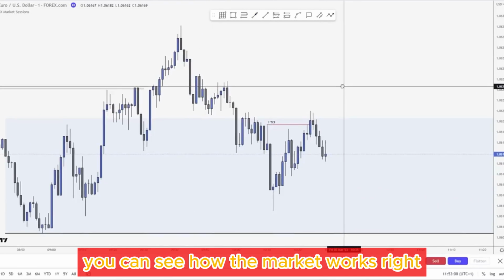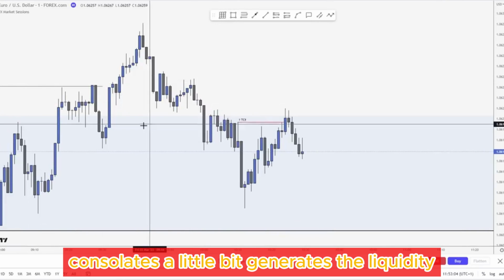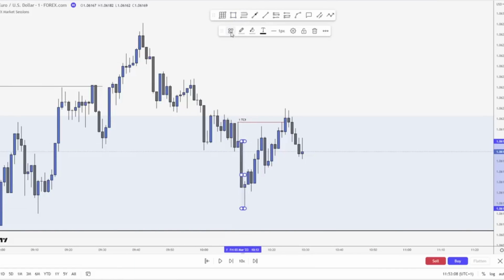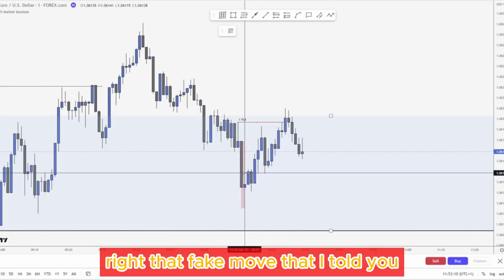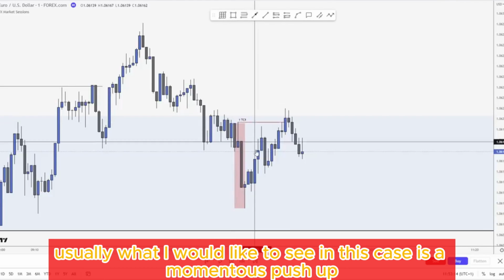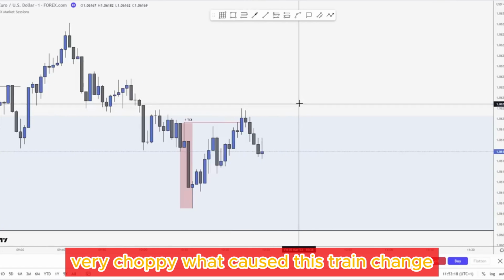So again, you can see how the market works, right? Supply and demand concepts. Consolidates a little bit, generates liquidity. What does it do right there? Right, that fake move that I told you. And there is a fake move. Followed, usually what I would like to see in this case is a momentum push up. This one is very, very, very choppy.